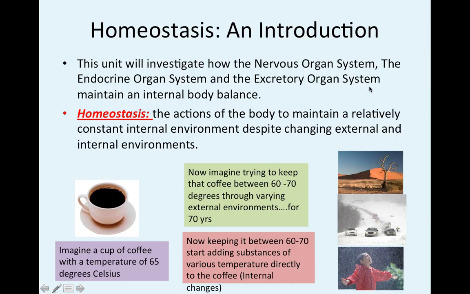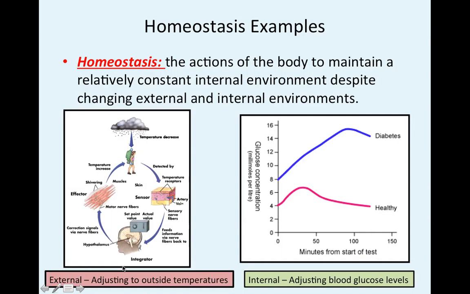Okay, so I already went through this, just homeostasis, and then talking about how you maintain a constant body temperature even if you go out to the desert, even if you're in the snow, if you're in the rain, or even if you drink a cup of coffee that's 65 degrees Celsius. You can't have your body spike to 65 degrees Celsius.